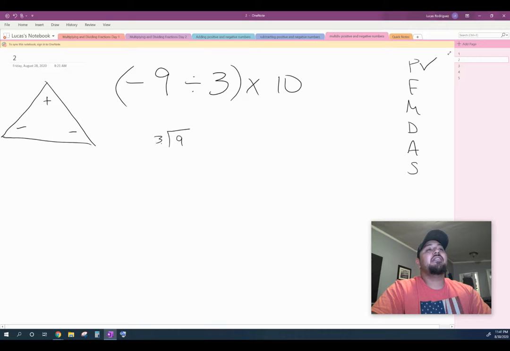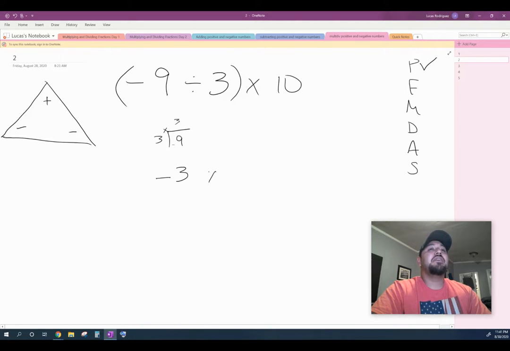Well, 9 divided by 3 is going to look like this when you set it up. And I know it goes into it 3 times because 3 times 3 equals 9. So this is going to be negative 3 because I have a positive and I have a negative. So I cover the positive up, cover the negative up, and I'm left with a negative.